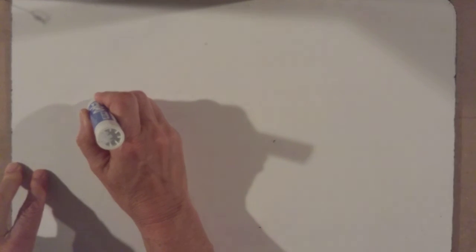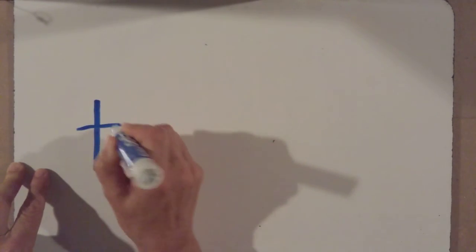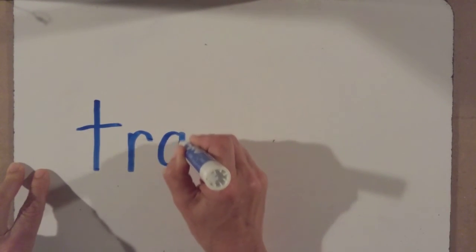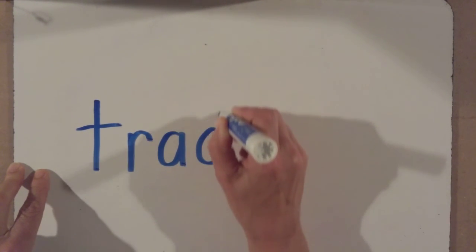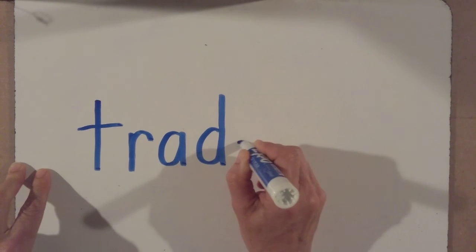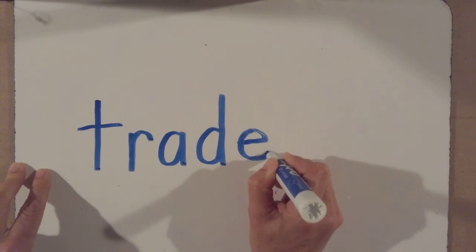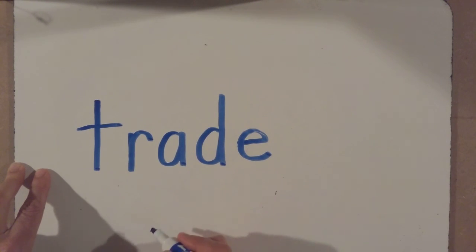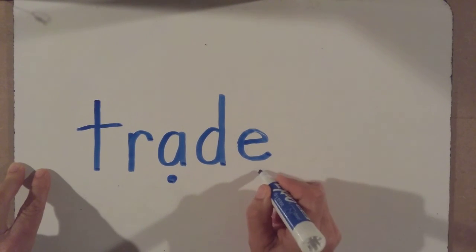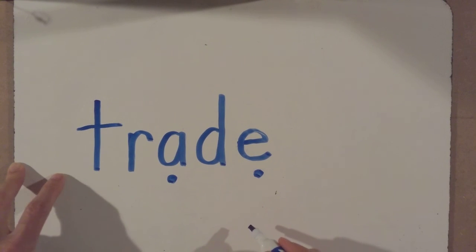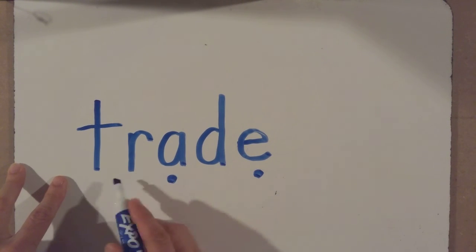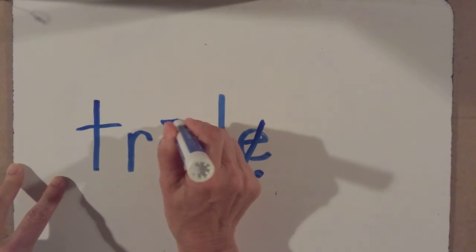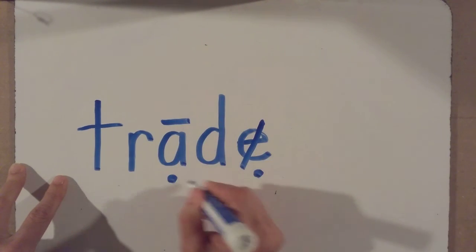Let's look at this word. T, R, A, D, E. Got that one? Let's mark our vowels. A and E. No digraph there, so we're just going to mark out our E so that A can say her name. The door is open, right?